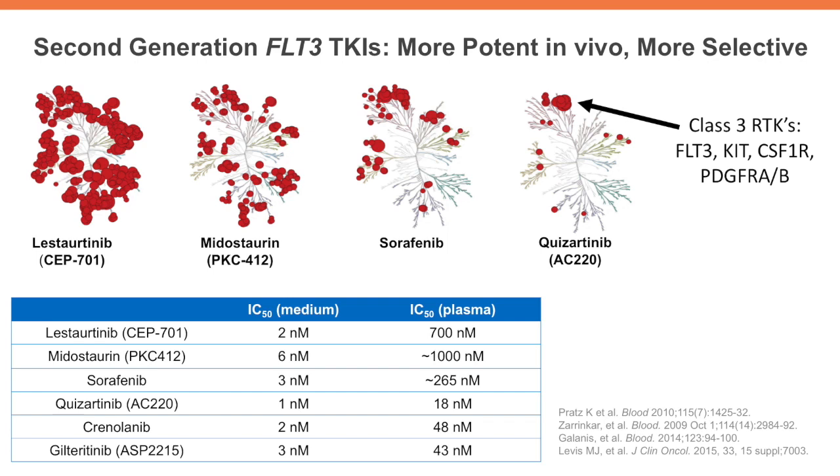We also note from the table above that while these drugs are quite potent in vitro in cell culture medium, when we look at their potency in human plasma, they're really all over the map. And the more recently developed drugs, quizartinib, crenolanib, and gilteritinib, are considerably more potent in human plasma than the earlier developed drugs lestaurtinib, midostaurin, and sorafenib.